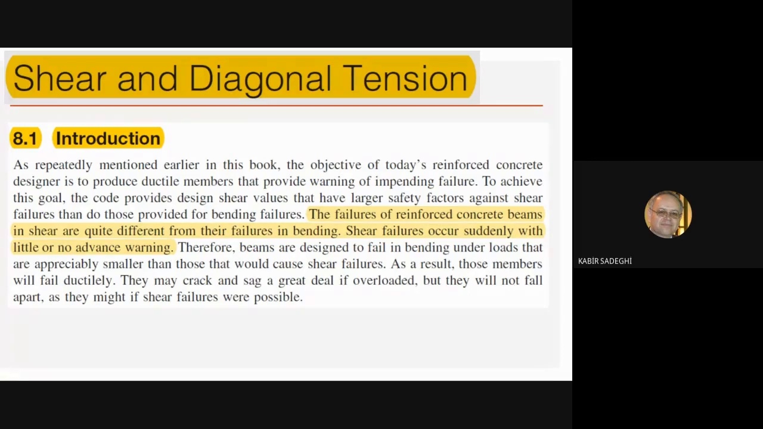Now, another case: if the failure is due to shear, again it's sudden, risky and dangerous. Therefore, be careful about that. Failure happens with little or no warning before happening. Therefore, we should take care of that.